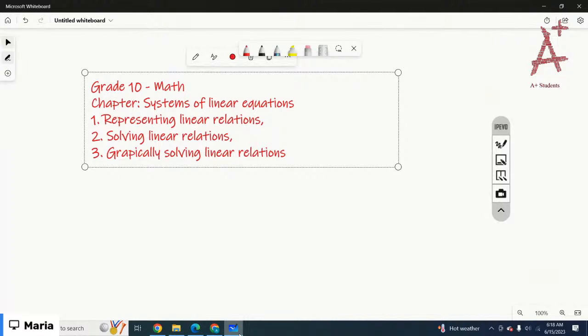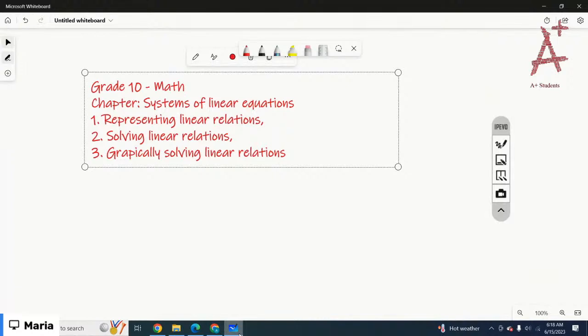We are here for grade 10 maths. We're going to start with the chapter systems of linear equations, and the lessons we're going to cover today are representing linear relations, solving linear relations, and graphically solving linear relations. So let's start with the first lesson.